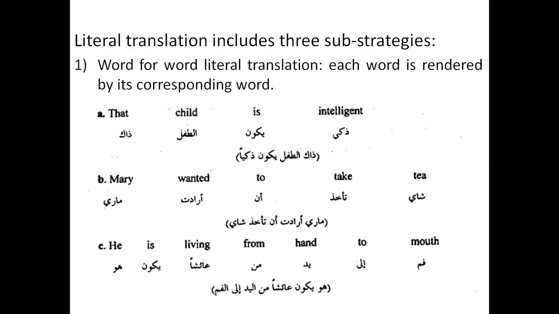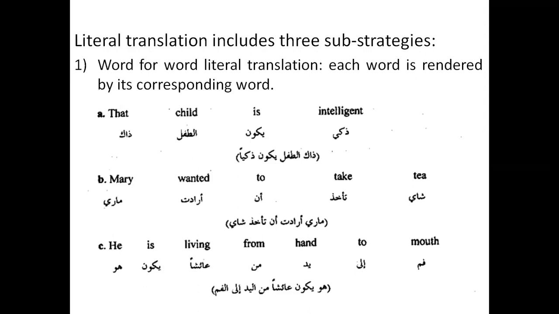Third, he is living from hand to mouth. هو يكون عائشا من اليد إلى الفم. The same number of words is rendered as يكون. The idiomaticity is not taken into consideration. It is completely neglected. We cannot use this expression من الفم إلى اليد. This is something unknown in Arabic. It is strange in Arabic. So this strategy does not introduce a well comprehended translation or a well comprehended target text.